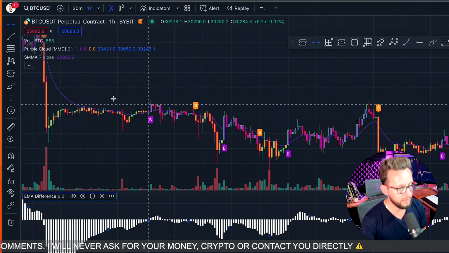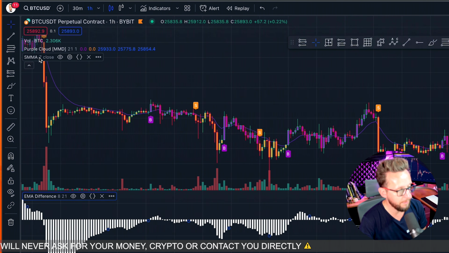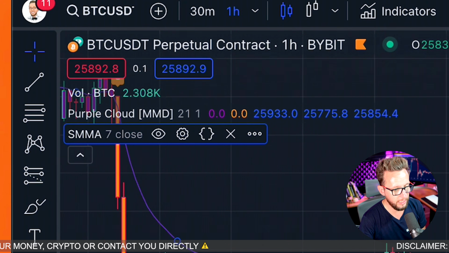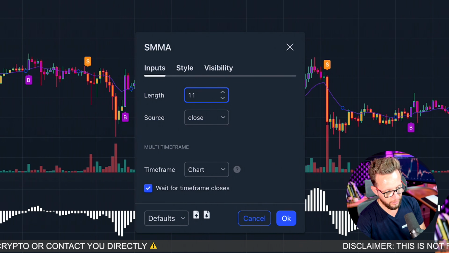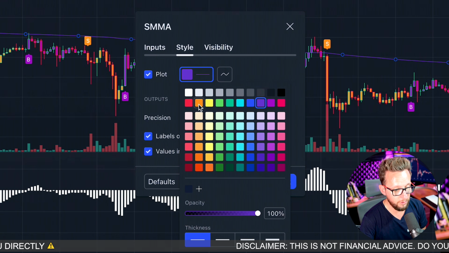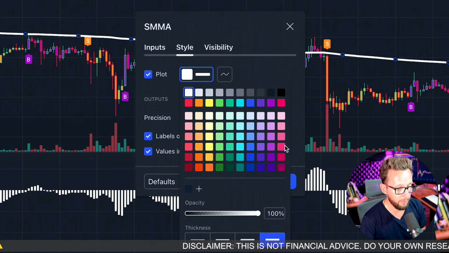So then we're going to go back to our chart and we're going to look at this SMMA. We're going to go over and we're going to change that to 145, and we're going to change our color to white as well, because YouTube allows us to see that a little bit better on our screens.